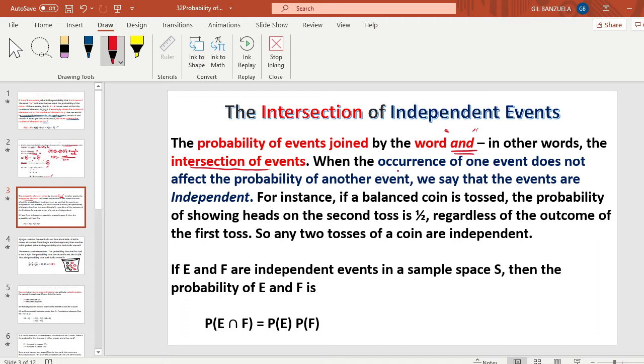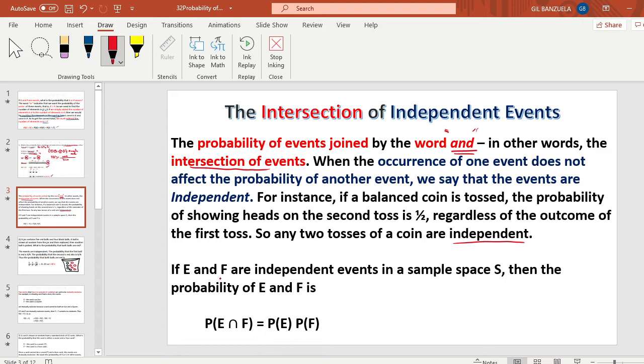So when the occurrence of one event does not affect the probability of another event, we say that the events are independent. For instance, if a balanced coin is tossed, the probability of showing heads on the second toss is 1/2 regardless of the outcome of the first toss. So any two tosses of a coin are independent.